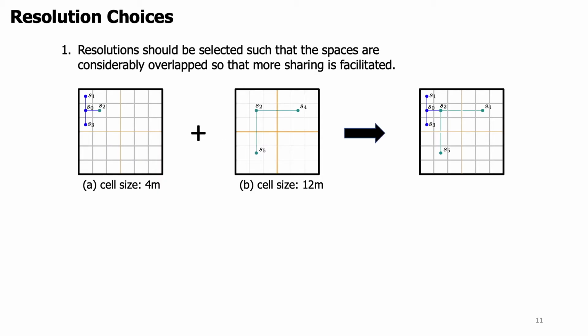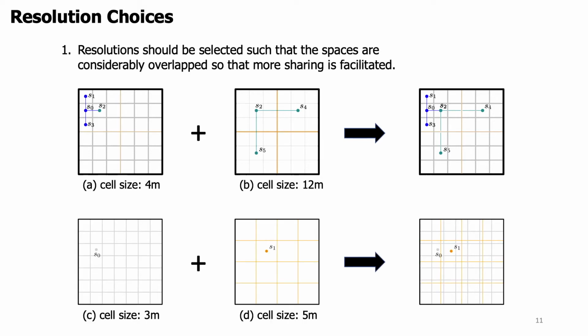Resolutions should be selected to largely overlap the spaces so as to facilitate sharing. The size of a coarser resolution could be multiples of the size of a finer resolution. Hence, the center of a low resolution unit will always coincide with the higher resolution unit. On the first row of the figure, the map has resolutions at 4 meters and 12 meters, so there are states such as S2, S4 that are overlapped between different spaces and thus shared.